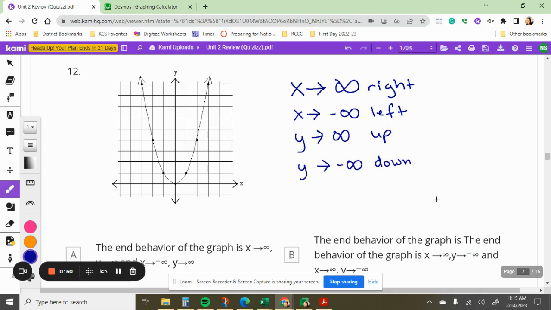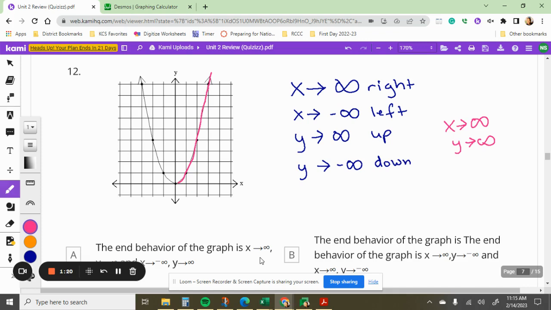So let's look at our end behavior. End behavior always starts with as x approaches infinity. That means as we go further and further to the right on this graph, what do the y values do? Do they get bigger or smaller? And you can see if we trace this graph going further and further to the right, the graph just keeps going up and up and up. The y values are going up. So as we go to the right, as x approaches infinity, the y values keep going up.